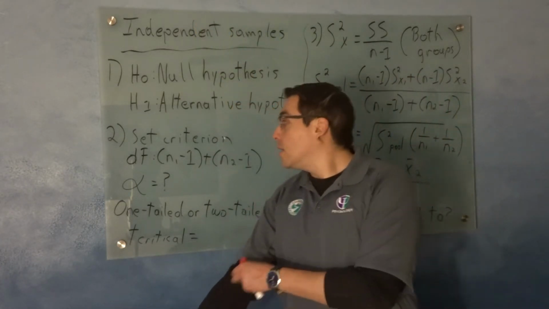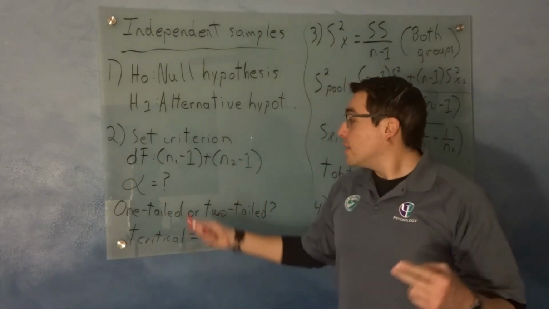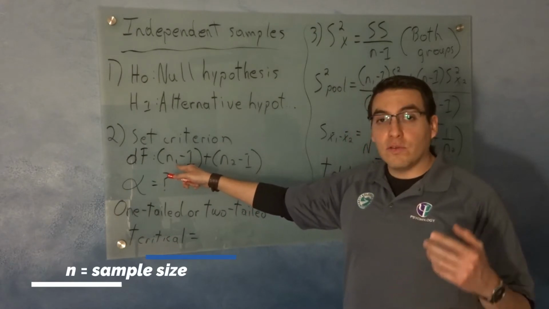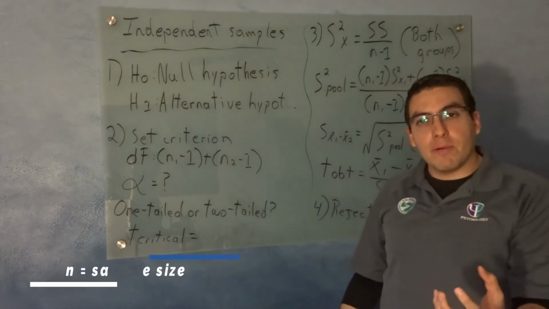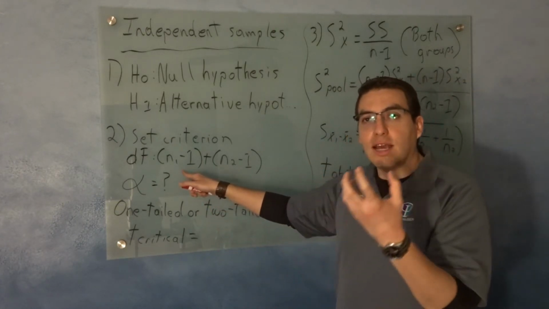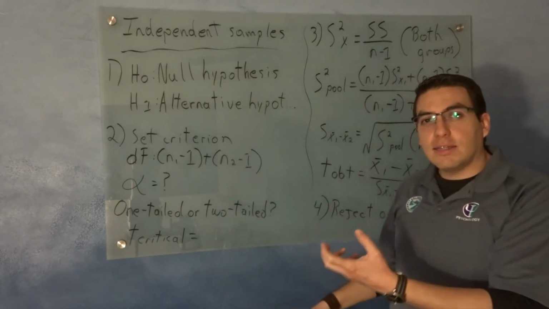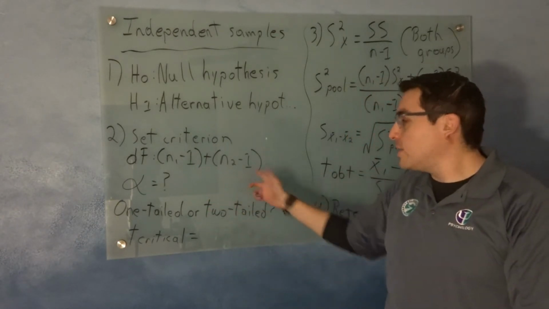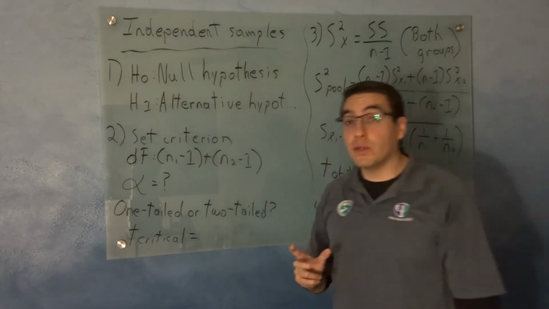Cool? To establish a criteria, when you have 2 different groups of people, for every group, N stands for the amount of people that you have in your group, in your sample. So if I have 10 people in the one group, say in the social psychology class, I have 10 students, 10 minus 1. In my statistics class, I have 20 students, so it's going to be 20 minus 1. I'm going to add those 2, and that's going to give you my degrees of freedom.